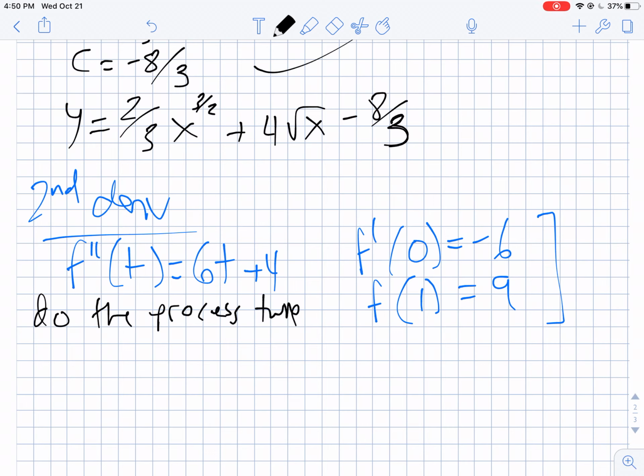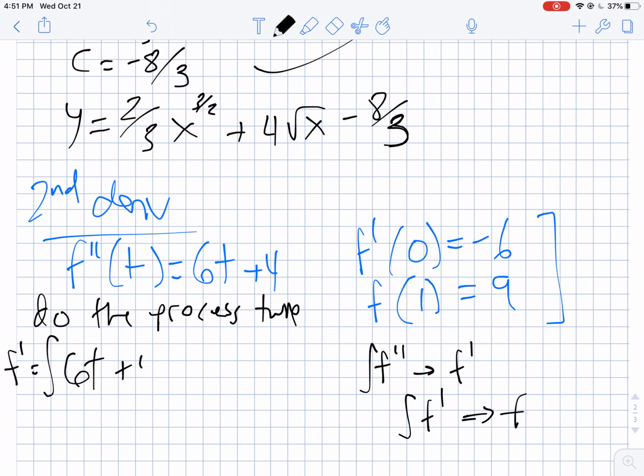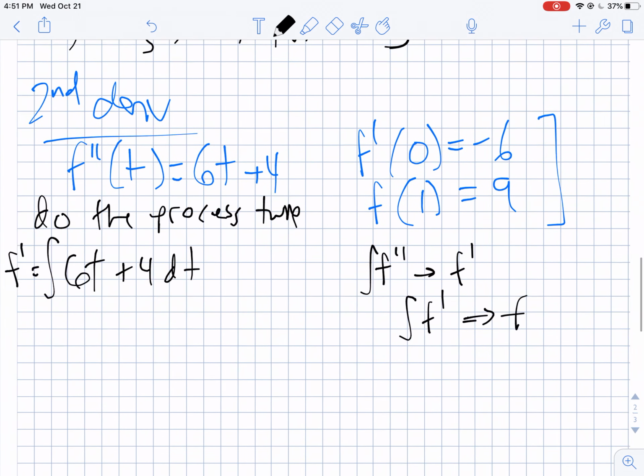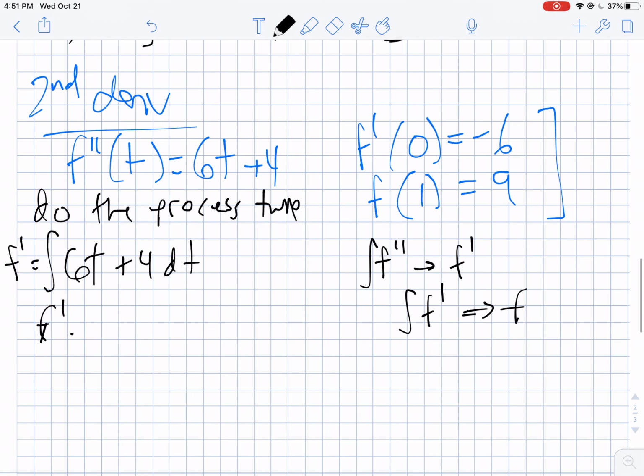So if I take the antiderivative of f double prime, that's going to give me f prime. And then if I take the antiderivative of f prime, that's going to give me f. So that's the strategy that I'm going to use here. So f prime is going to be the antiderivative of 6t plus 4. When I do that, I'm going to get f prime equals 3t squared plus 4t plus c.